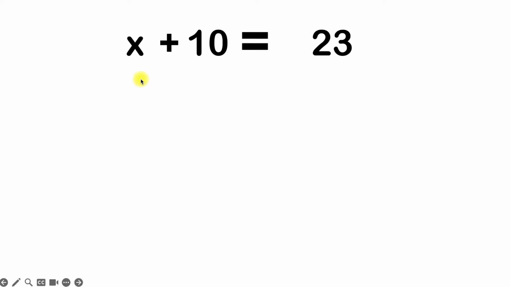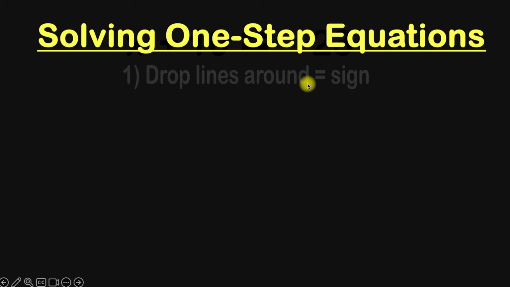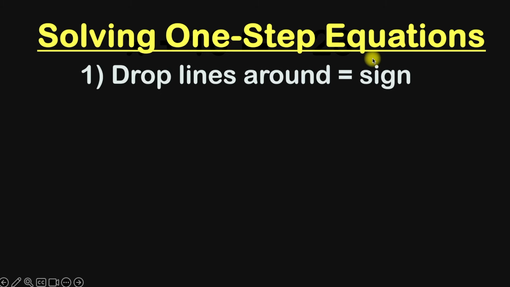So here's our first example that we're going to solve mathematically. We've got x plus 10 equals 23. Now there are 3 steps to solving one-step equations. The first step is to drop lines around the equal sign. That's really important, so let's do that first.